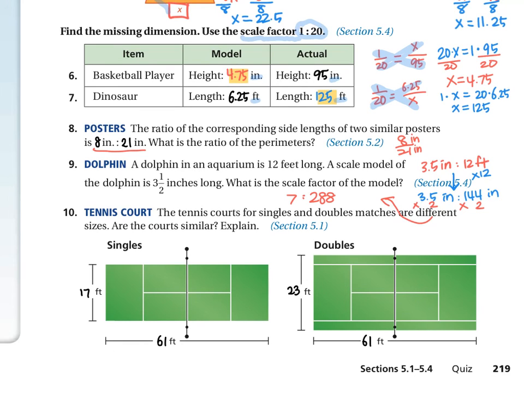Why or why not? In this case, they're not going to be similar because their corresponding sides are not proportionate. If the width is different, then the length should also be different with proportional sizes. But in this case, their length is the same, but their width is different. So they're not similar.